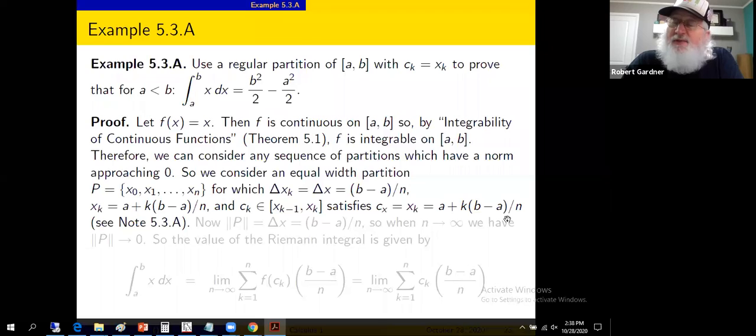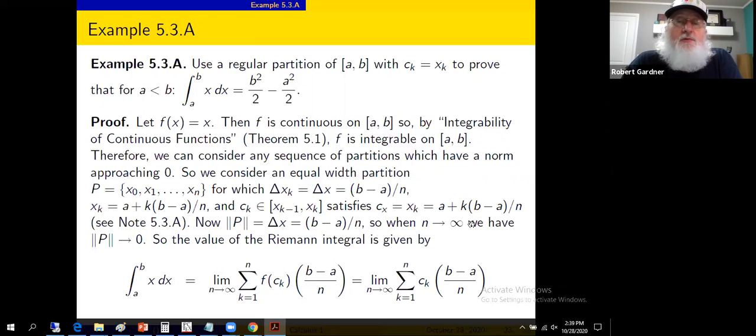So the algebra on this one's going to be a little bit longer. All right. So as before, if n approaches infinity, then the norm of the partition approaches 0. The norm was b minus a over n. As n goes to infinity, b minus a over n goes to 0 as needed. We're good. So the integral from a to b of x dx is the limit of the Riemann sums.